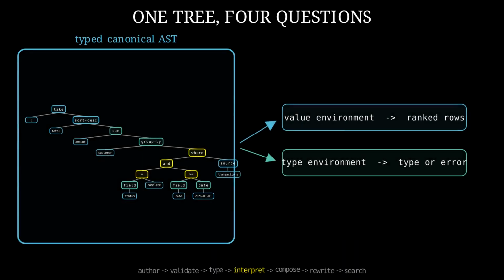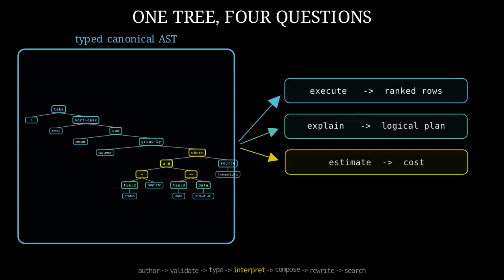Last episode, one tree had two readers. The evaluator read it in a value environment and produced ranked rows. The type checker read it in a type environment and produced a type or a localized error. The syntax did not change. The question we asked of it changed. That is the opening for a much stronger design.